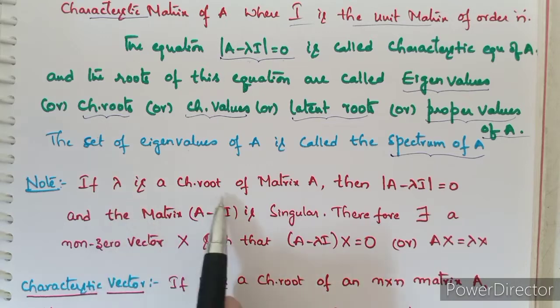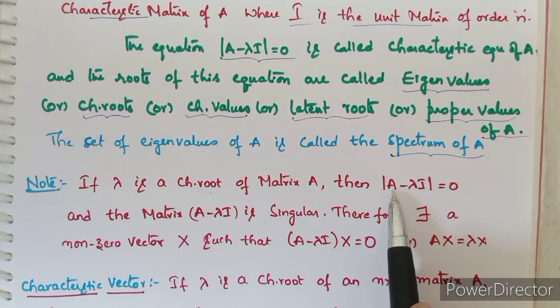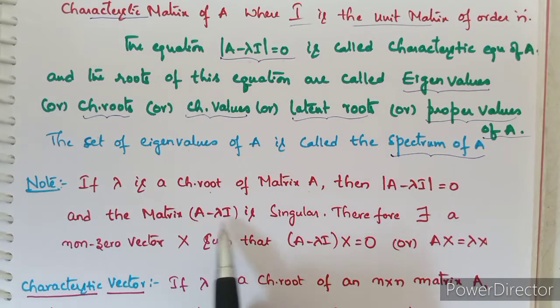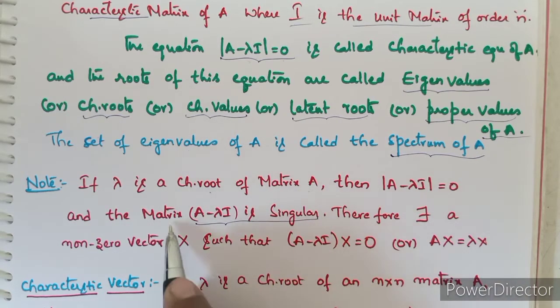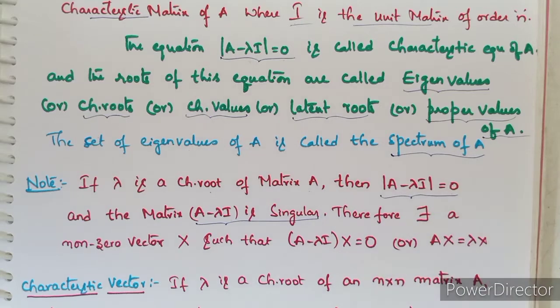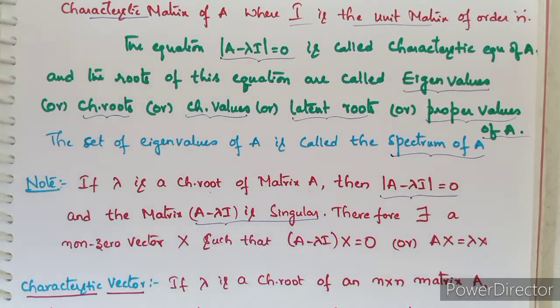if lambda is a characteristic root of matrix A, then det(A minus lambda I) equal to 0, then the matrix A minus lambda I is a singular matrix. The matrix A minus lambda I is singular because the determinant equals 0. If the determinant of a matrix is 0, then that matrix is singular. So like that they used to ask competitive exam questions.